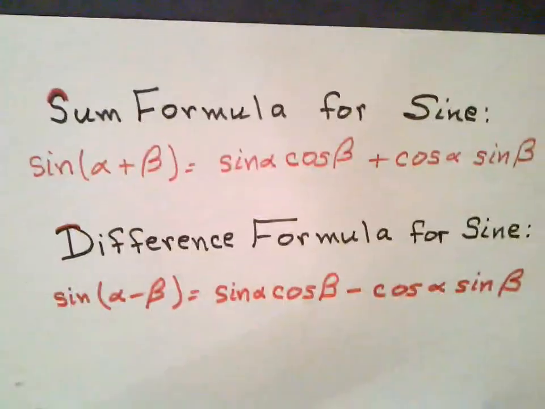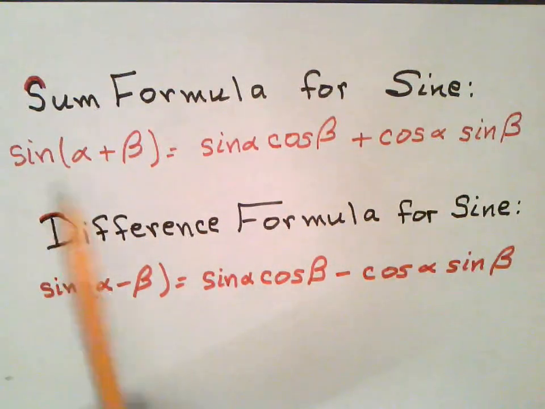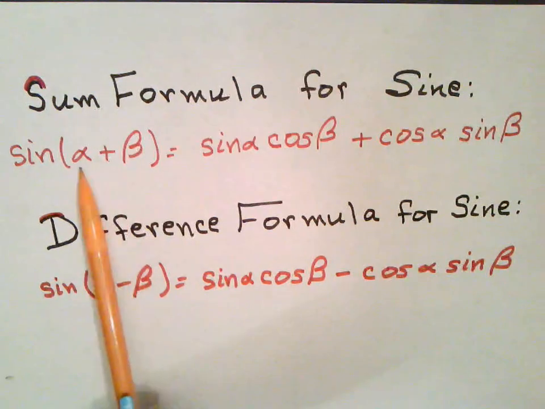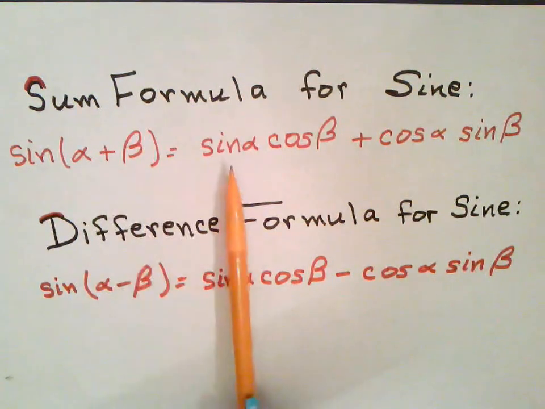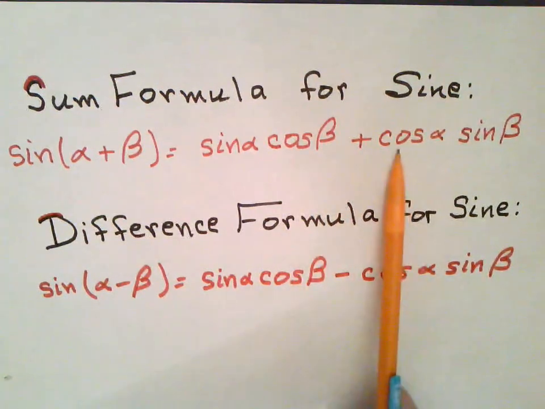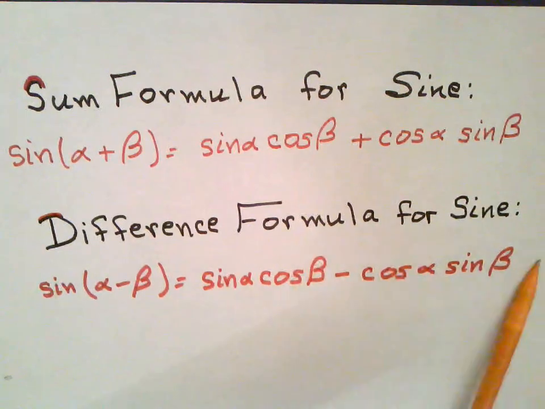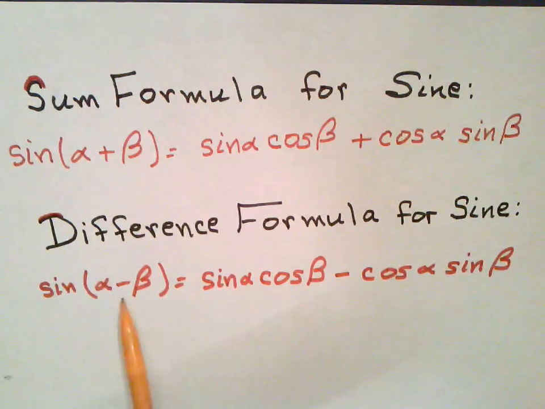Let us look now at the sum formula for sine. So it's the sine of the sum, you see the addition of two angles, alpha, beta, will be equal to the sine of alpha times the cosine of beta, plus the cosine of alpha times the sine of beta. Then the difference formula for sine, see difference, subtraction: sine of alpha minus beta equals sine of alpha times cosine of beta minus cosine of alpha times sine of beta.